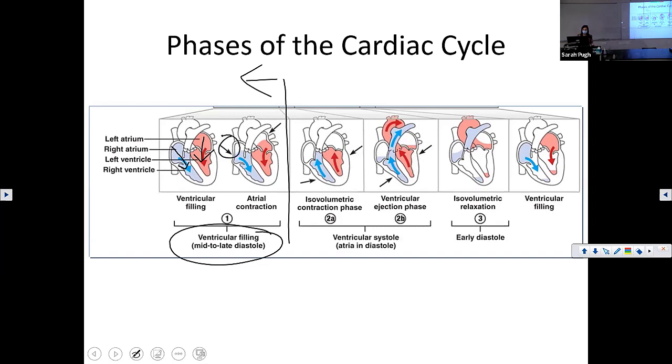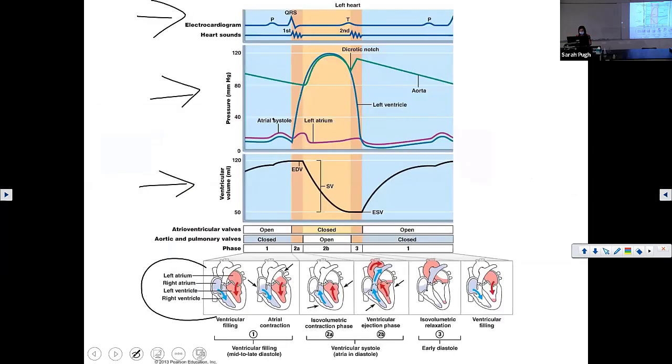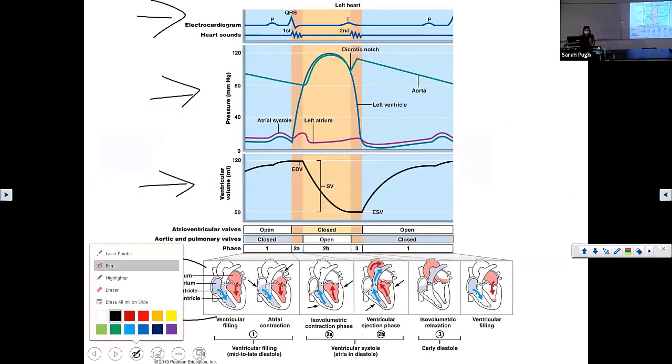The atria squeeze, you can see those arrows, and put the other 20% of the blood down into the ventricles. Now the ventricles are full. They are filled with blood. End diastolic volume. Now let's add it to this graph.